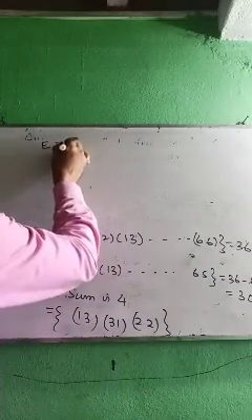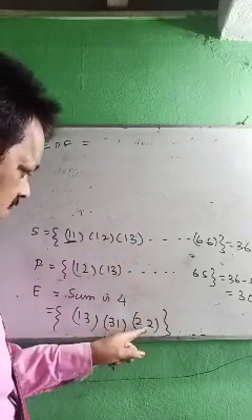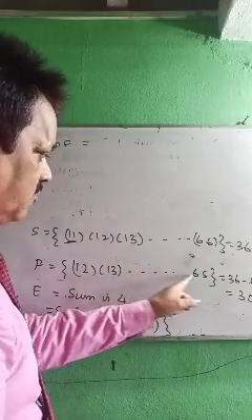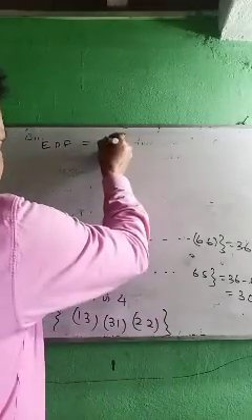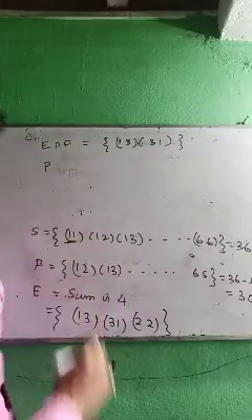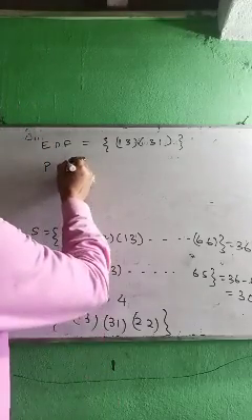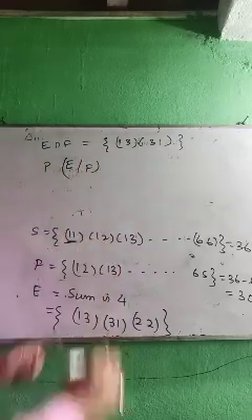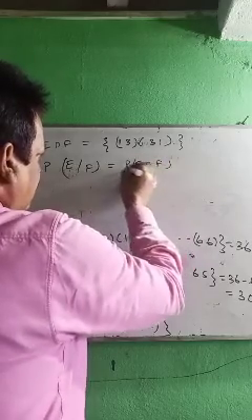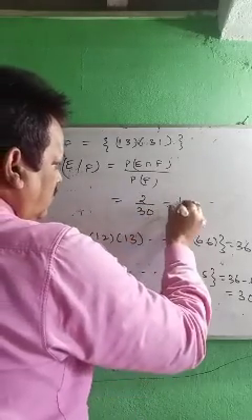So for E intersection F, which ones are coming? 1 3 and 3 1, because 2 2 is not present in F; the same number is not present. So 1 3 and 3 1 will be there. Now the probability of E given F: E intersection F by P of F. That means 2 by 30, which is 1 upon 15.